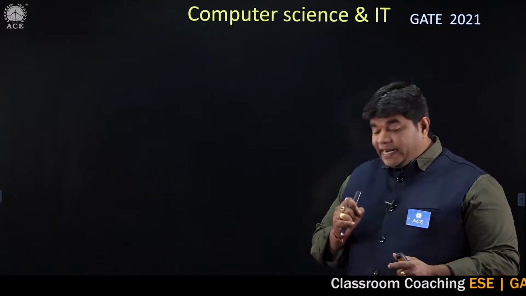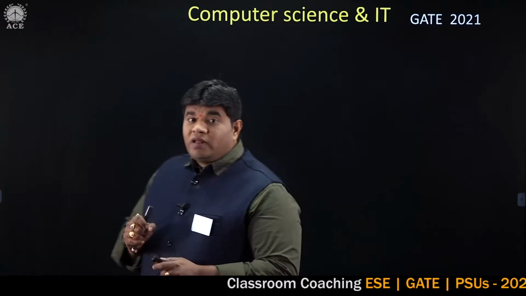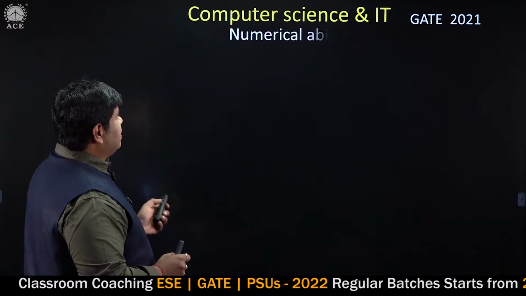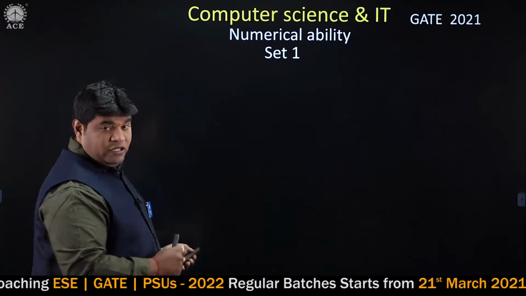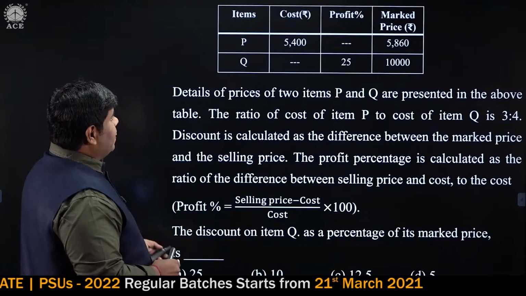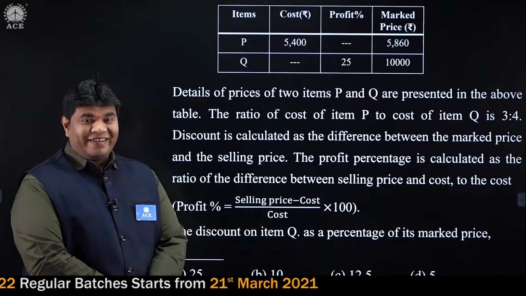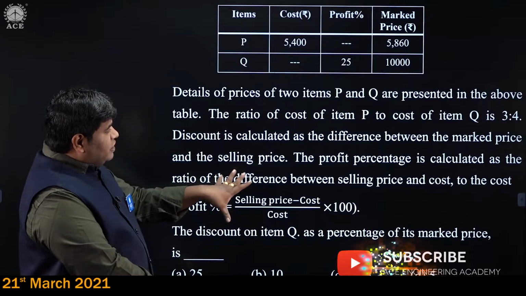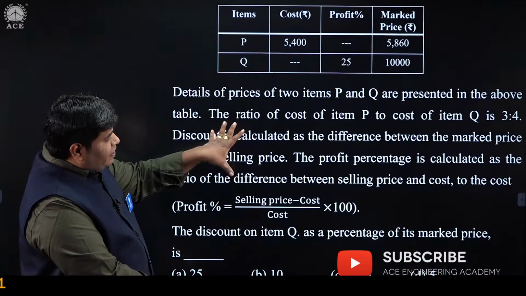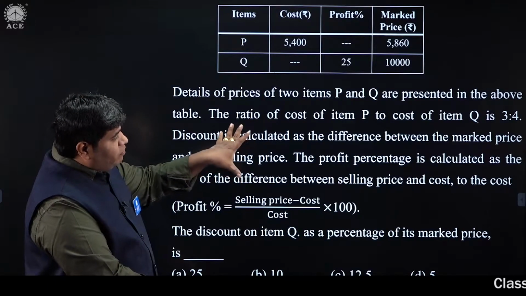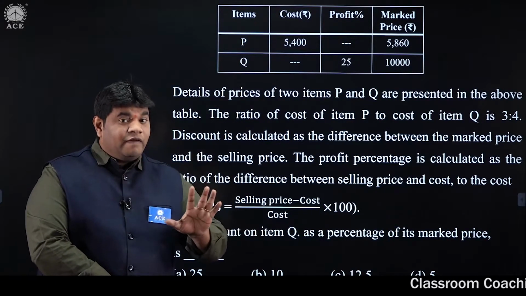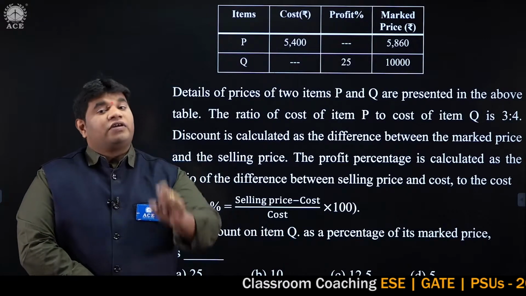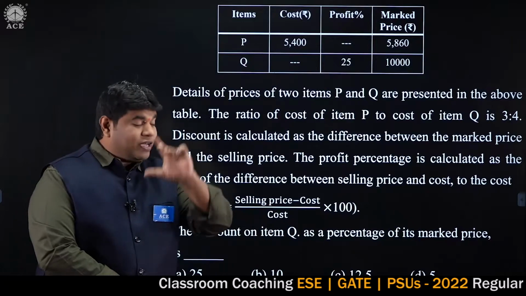Computer Science GATE 2021 Numerical Ability Morning Session Solutions. Observe, Numerical Ability Set 1 Morning Session. Observe the question. Observe the diagram. This is a lengthy problem. Reading takes time and solving takes time, but once you enter the question, the concept is very easy. Within 1 minute you can solve. Observe the diagram.